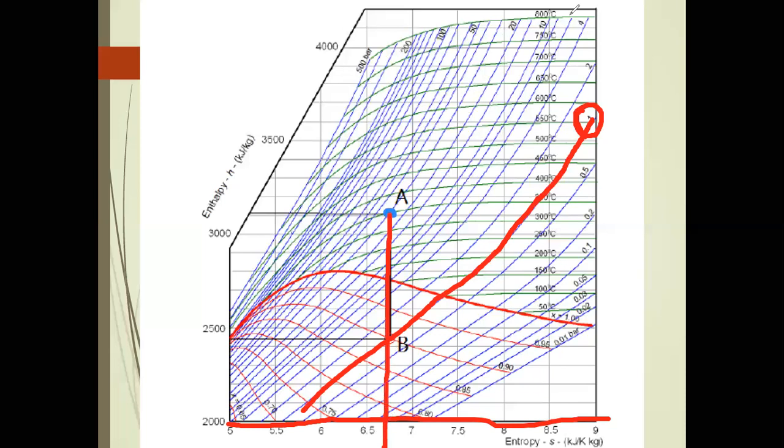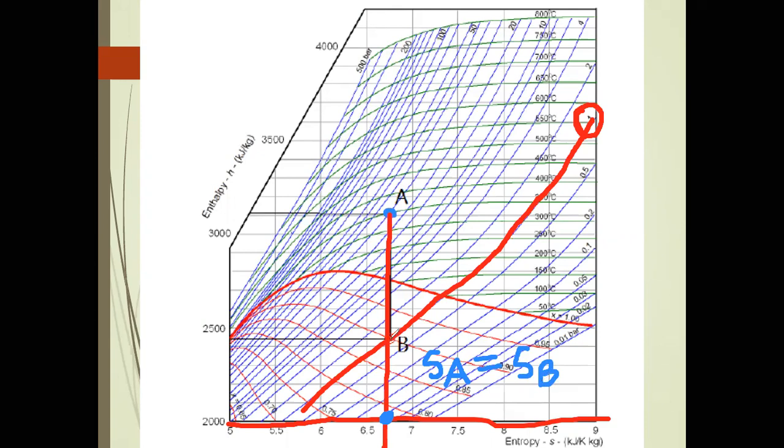So if I draw the perpendicular line of the A, this is the entropy of this point, the blue point. This is the entropy of the A point. Remember, the question was the entropy of A point and the entropy of B point are same. That means isentropic process. So A point and B point entropy are same.